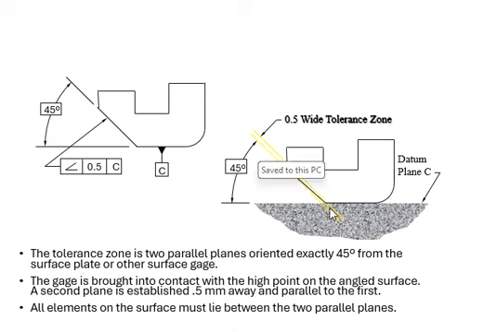So these two yellow lines are 0.5 millimeter, yeah? And they are parallel to each other. And you have, of course, your high points right here in contact with your surface gauge. Because all the elements on that surface have to lie between the two parallel planes right here. So this is the surface that we are interested in, to measure the angle.